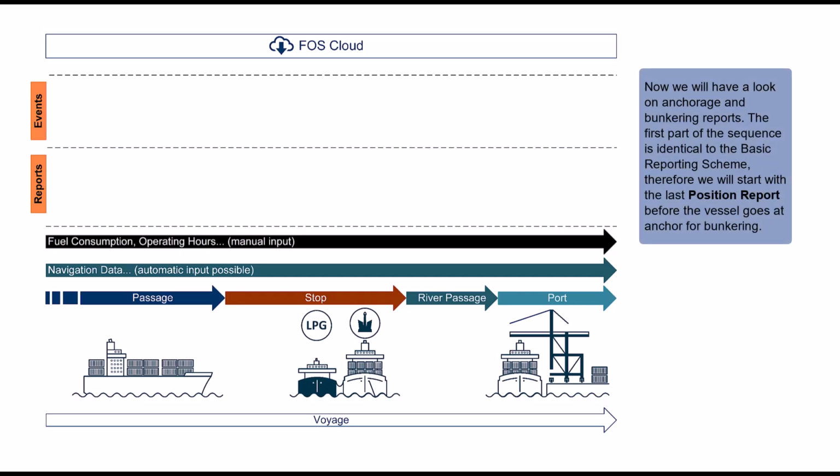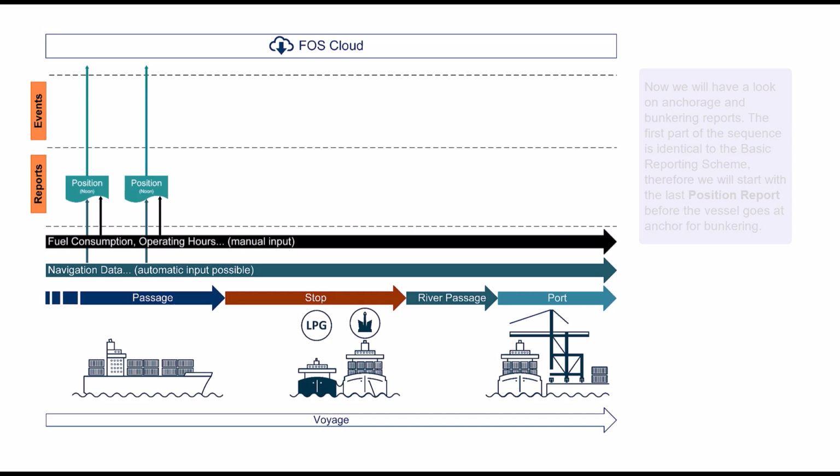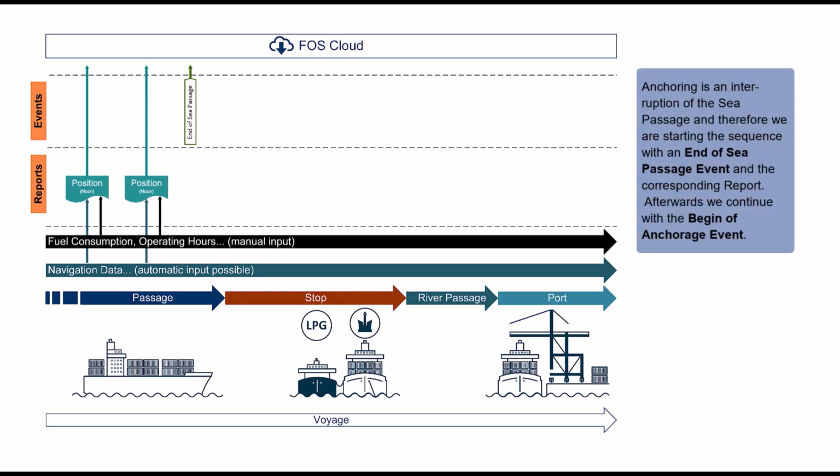Now we will have a look at anchorage and bunkering reports. The first part of the sequence is identical to the basic reporting scheme. Therefore, we will start with the last position report before the vessel goes at anchor for bunkering. Anchoring is an interruption of the sea passage, and therefore we are starting the sequence with an end of sea passage event and the corresponding report.